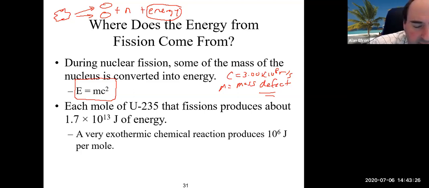Now, as we talked about, uranium-235, for example, when it goes through fission, produces about 1.7 times 10 to the 13 joules of energy. If you compare that to some type of exothermic reaction, giving off heat and energy, that produces 10 to the 6 joules per mole. So you get far more energy coming out from a fission reaction than you do in your most exothermic type of reaction.